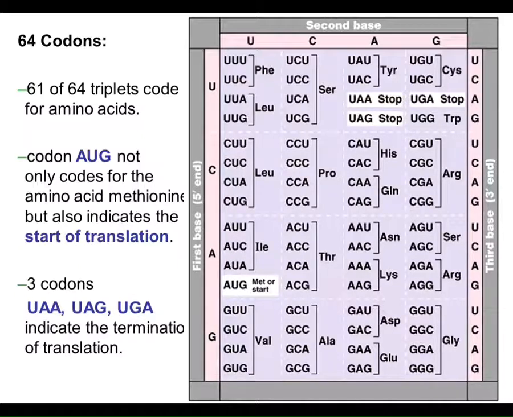Okay? So this is that code, and we found out that this code is used for every organism on the planet with just a couple of exceptions. So this is true for bacteria, this is true for yeast, this is true for plants, for animals, for you and everyone else. So every biological system on the planet uses the same genetic code.